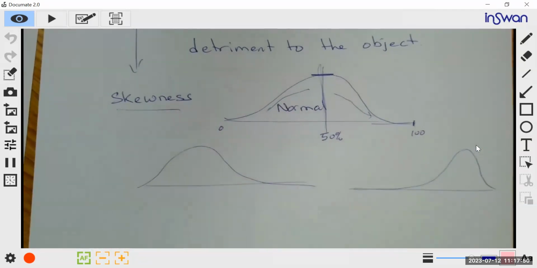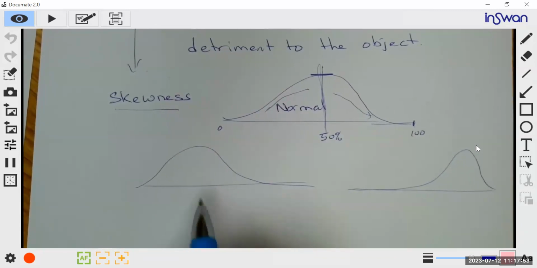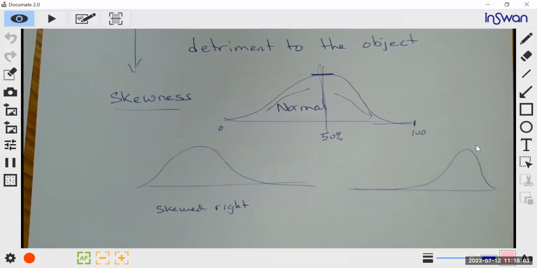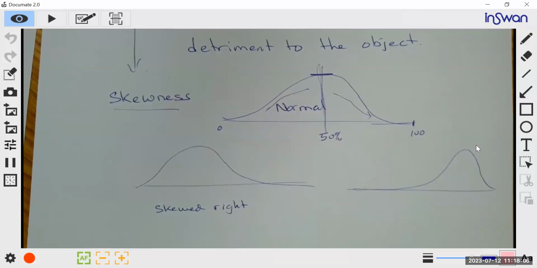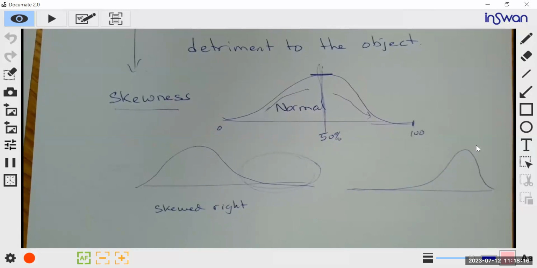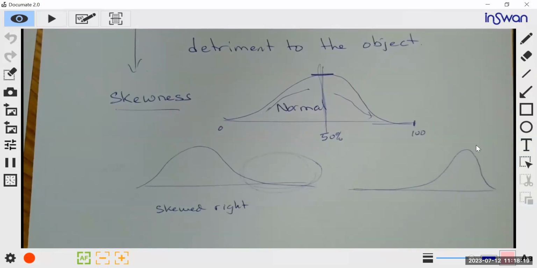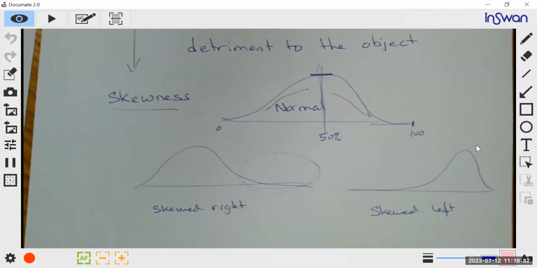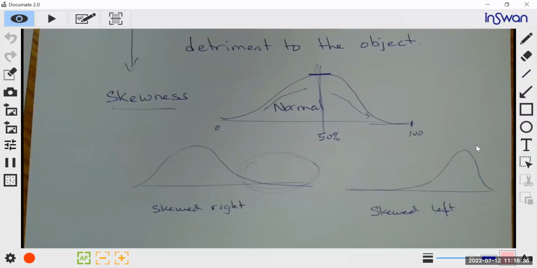Now, when we talk about skewness, something like this, that's called skewed right. Because we took away these guys. In essence, we've affected the right-hand side. So what would this one be? Yeah, because all the data is packed over to one side. So now this right-hand side is now affected negatively.